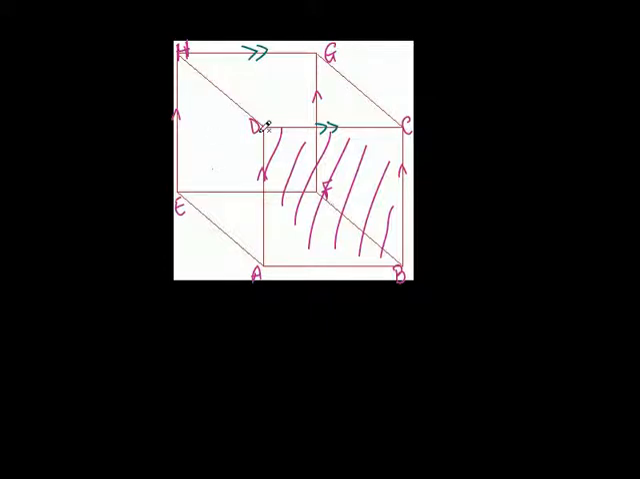So HG and DC, are they parallel to each other? Yeah, they are, because they're not going to intersect. Do they lie on the same plane? They do. They lie on that top plane. Very good. Everybody see that? So they lie on the same plane, which is that top one, and they don't intersect each other.